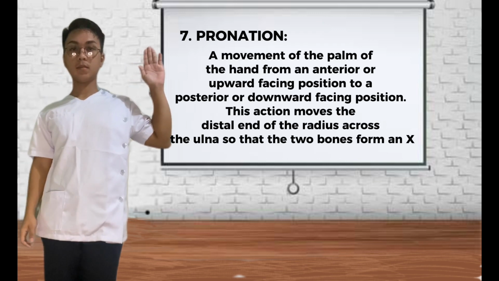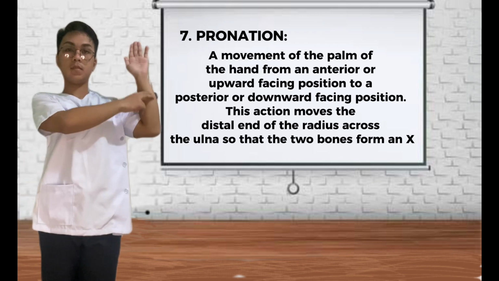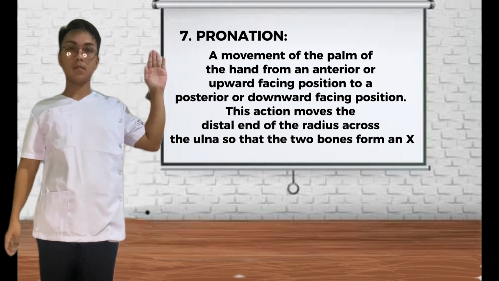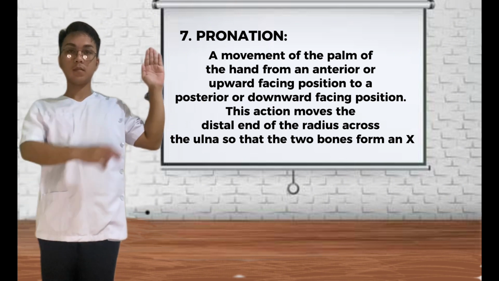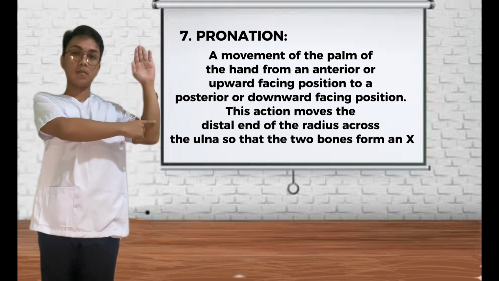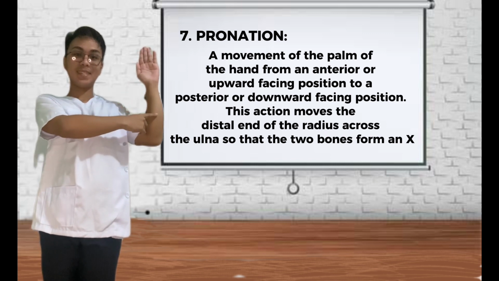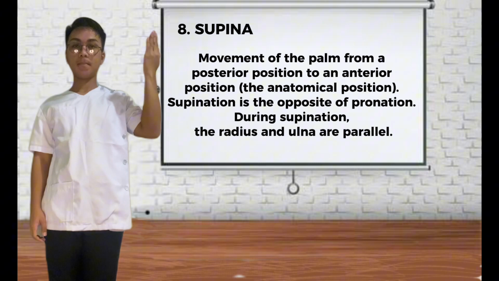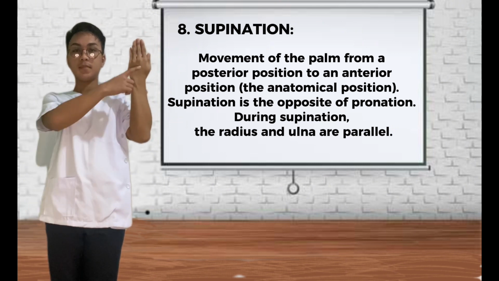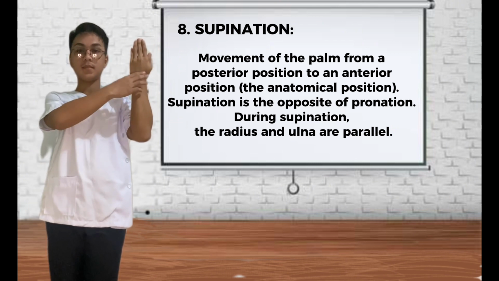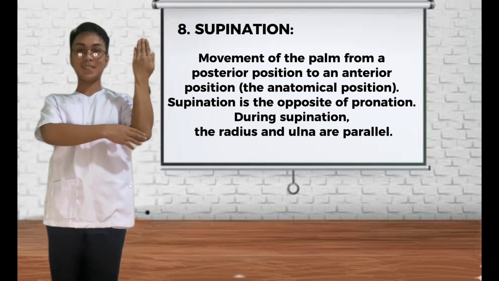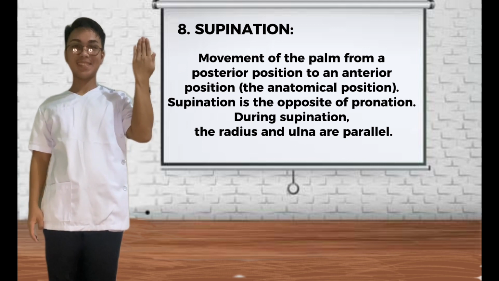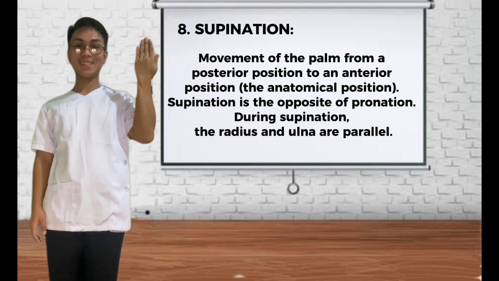Pronation, a movement of the palm of the hand from the anterior or upward facing position to the posterior or downward facing position. This action moves the distal end of the radius across the ulna so that the two bones form an X. Supination, movement of the palm from a posterior position to an anterior position, or the anatomical position. Supination is the opposite of pronation. During supination, the radius and ulna are parallel.